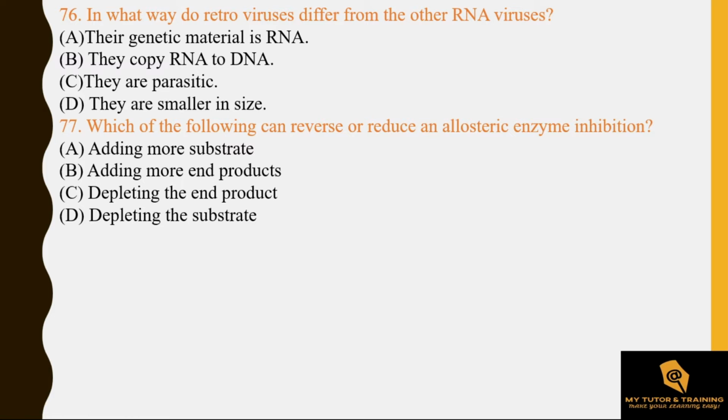Good. Let me turn to question number 77. Which of the following can reverse or reduce an allosteric enzyme inhibition? A. Adding more substrate. B. Adding more end products. C. Depleting the end products. D. Depleting the substrate.